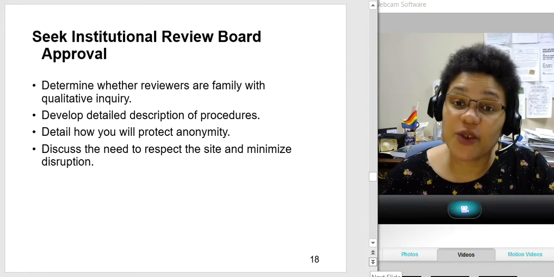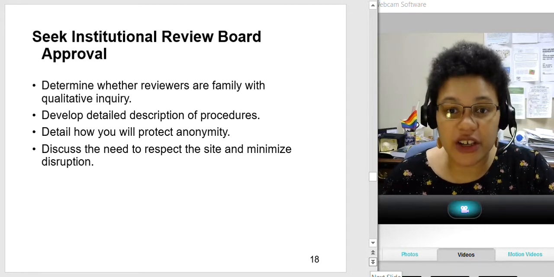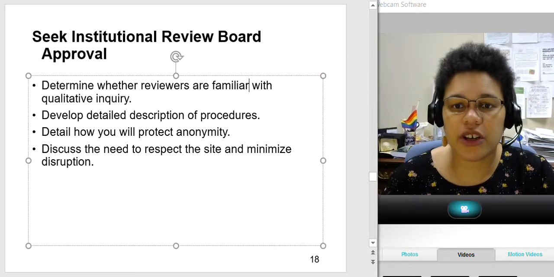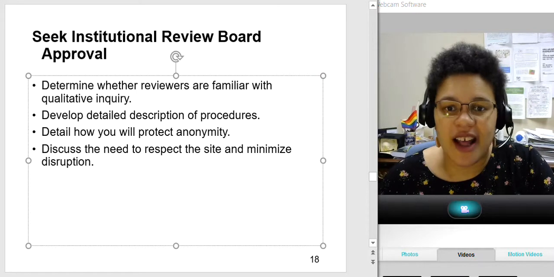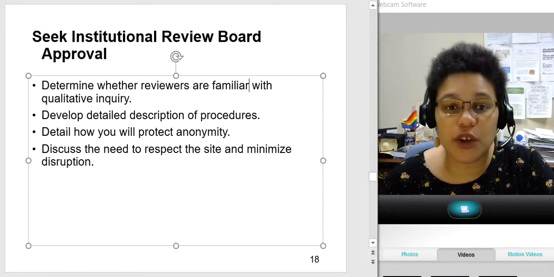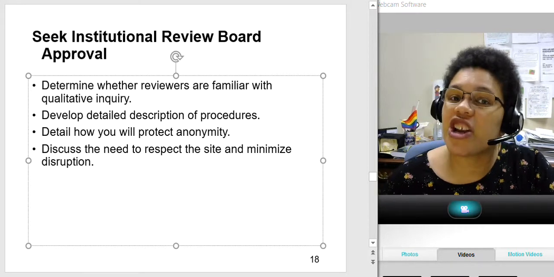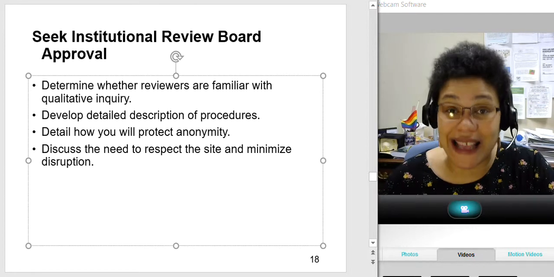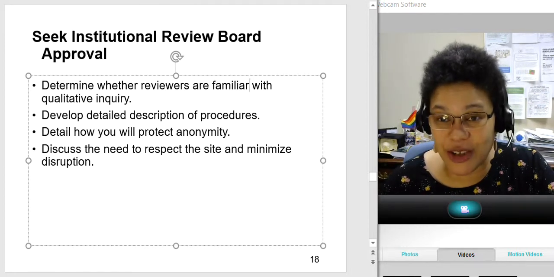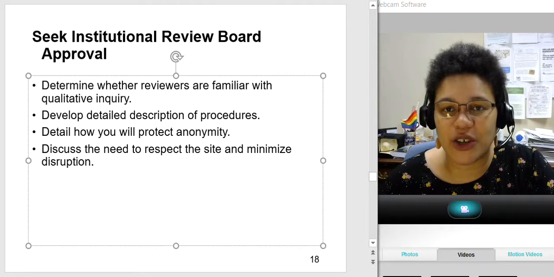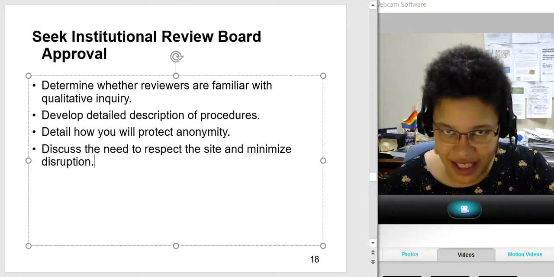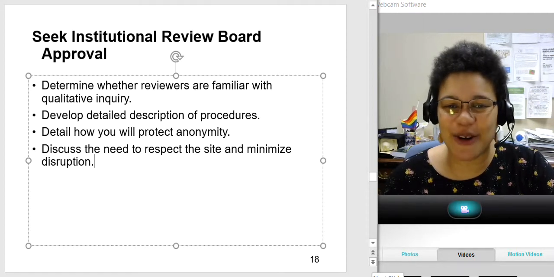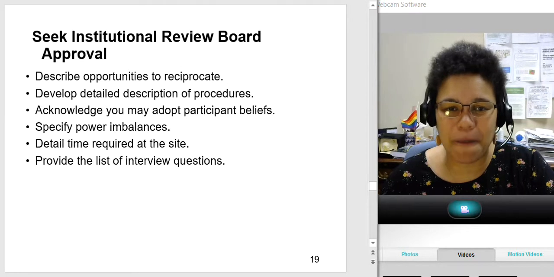It helps if your reviewers are familiar with qualitative inquiry. You're going to develop a detailed description of your procedures, and you're going to decide how you're going to protect anonymity. Also, you're going to discuss the need to respect the site and minimize disruption, okay? Because our participants need to lead their lives in addition to participating in our study. So we want to respect the site and minimize disruption.